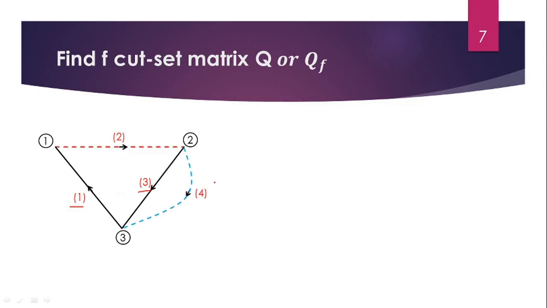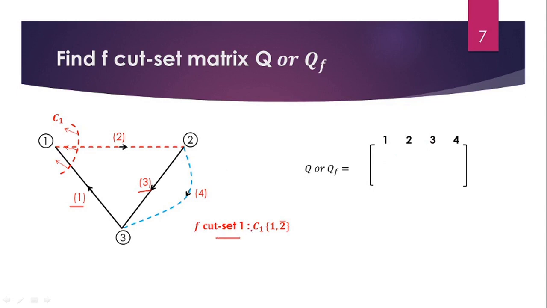While finding the cut set matrix, we have to follow certain steps. What is the procedure? A single twig will be cut at a time. Only one twig is cut at a time. That's why we have this C1 cut, which cuts one twig at a time. And the F cut set matrix is the matrix of number of cuts versus number of branches.